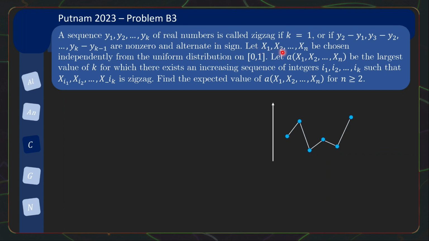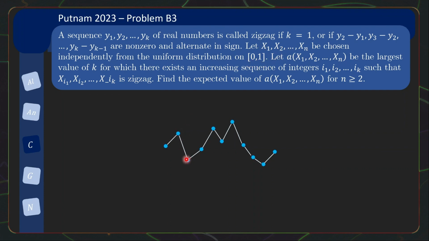Okay, let x1, x2, ..., xn be chosen independently from the uniform distribution on [0, 1]. Let A(x1, x2, ..., xn) be the largest value of k for which there exists an increasing sequence of integers i1, i2, ..., ik such that the x's at those indices are zigzag. Find the expected value of A for n greater than or equal to 2. So basically what it's saying is I choose n numbers uniformly at random from [0, 1].